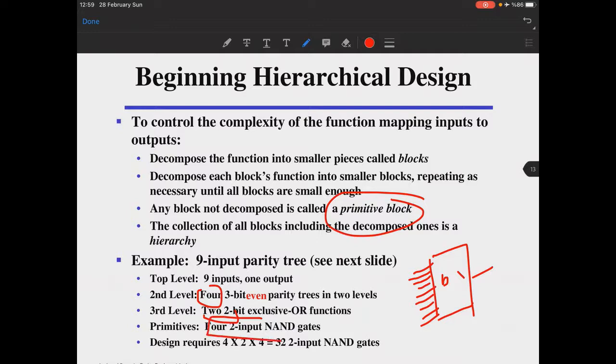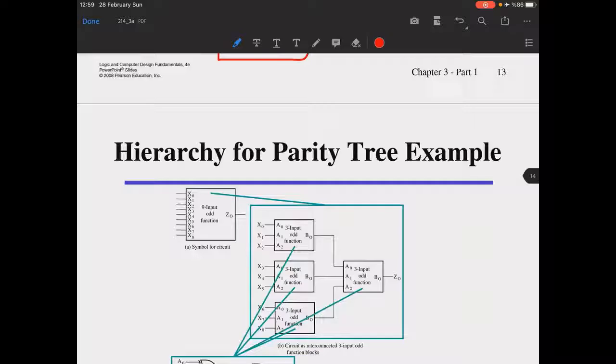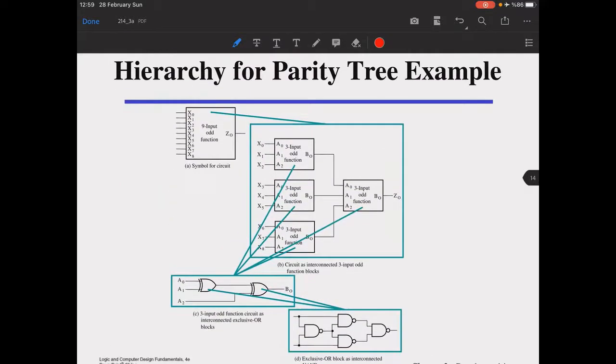And they will be implemented with the NAND gates only, and the total design will require 32 2-input NAND gates. How can this be possible? Let's take a look at this. It's pretty easy. This is what you're being asked. If you formulate this in a Boolean equation, it would look rather complex, okay? But if you apply hierarchical design here by using functional blocks, it would be a piece of cake. It would be very easy.